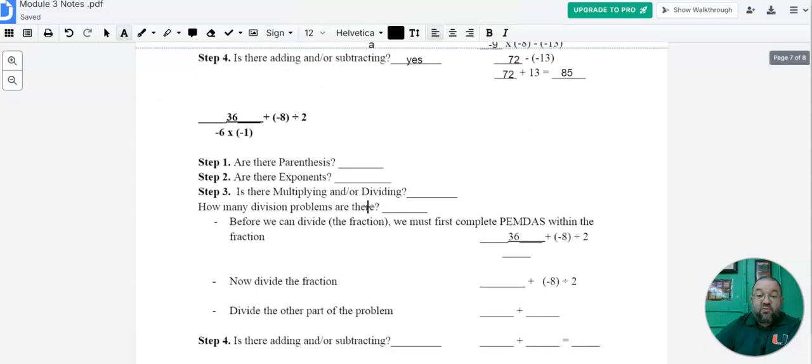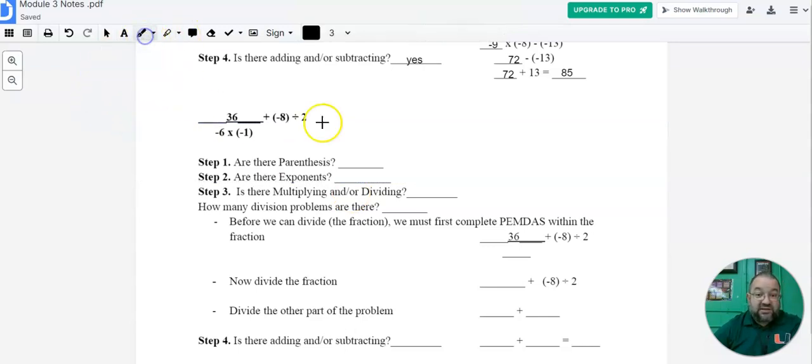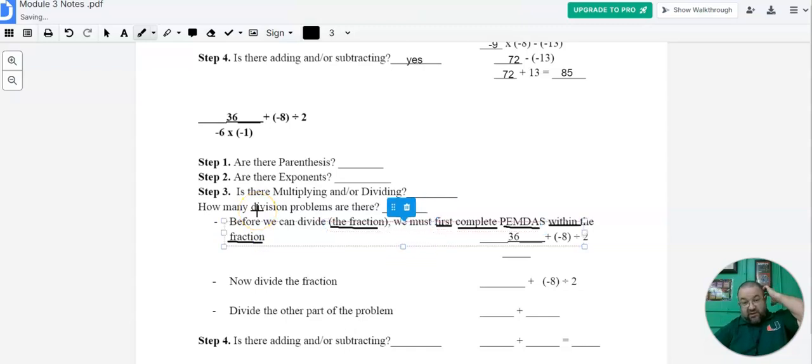Now, down here, we get into some little trickery. Note what it says right here. I'm going to underline certain key ideas here. Before you can divide a fraction, you must first complete PEMDAS within the fraction. First complete the PEMDAS. All righty.